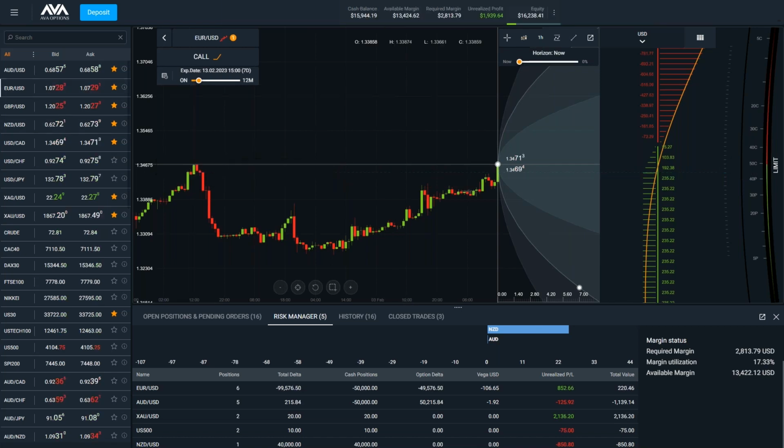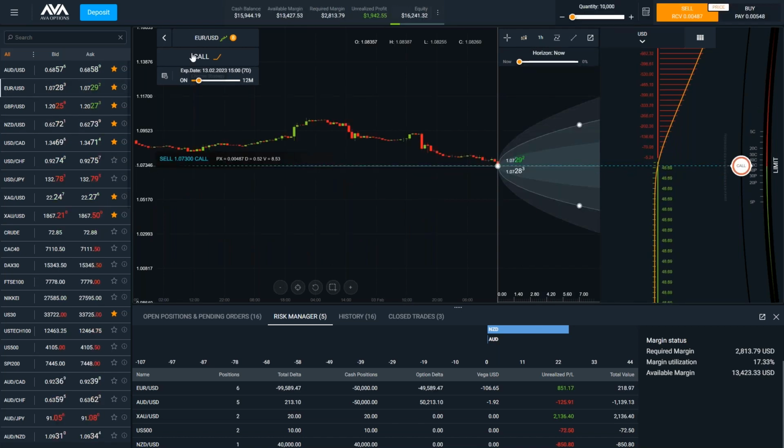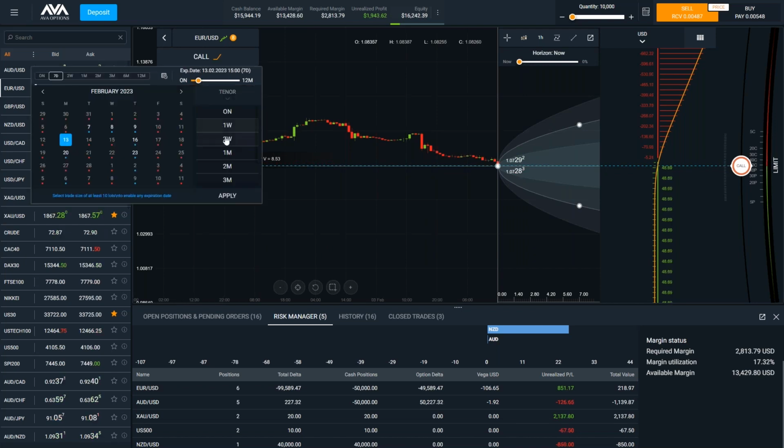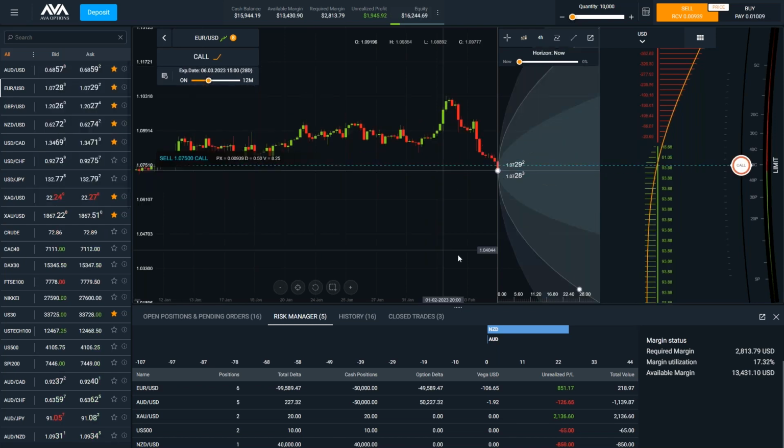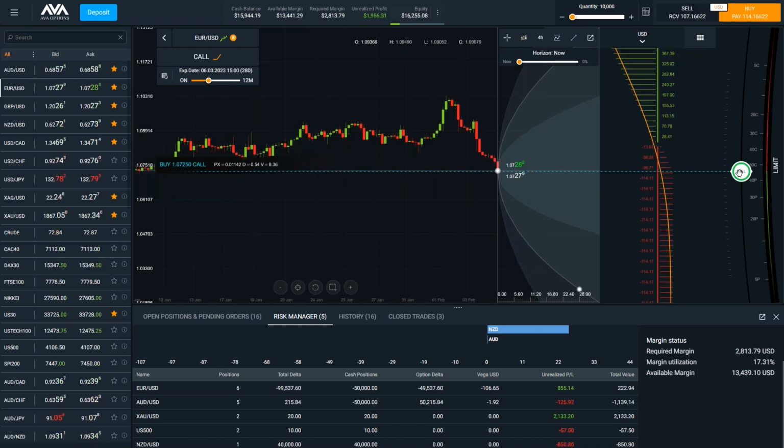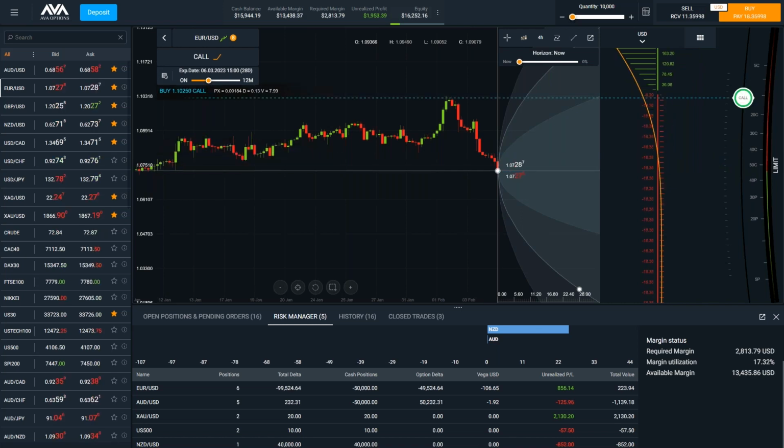Let's look at a Euro-dollar option on 10,000 for a month. It costs $100 if it's at the money. If it's further out of the money, you can buy an option for $18. So you can buy an option for very little, but you need some money to work with. So I'd go in with at least $500.